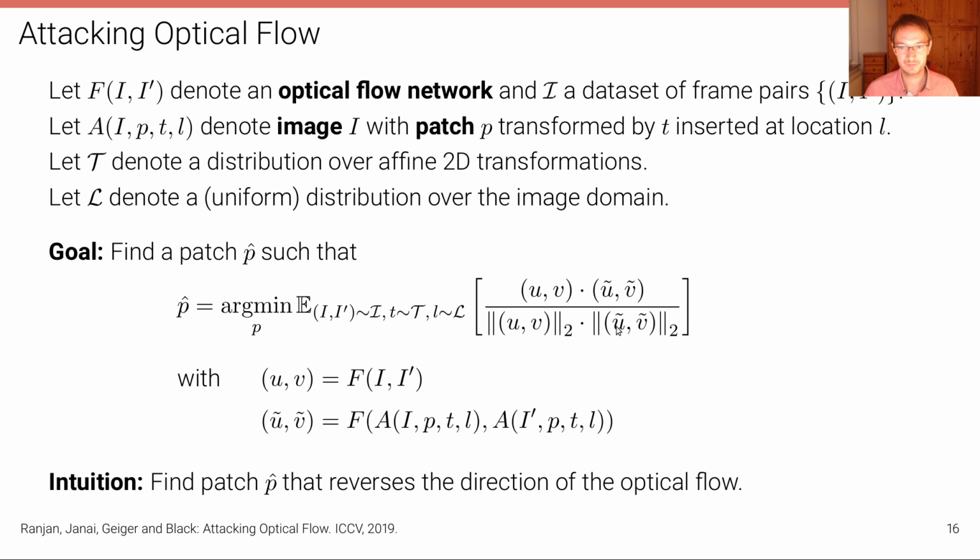And the intuition is, of course, that because we're minimizing the correlation, we want to find a patch P hat that reverses the direction of the optical flow, ideally, at every pixel in the image. And if we can do that, then we say, well, we are successful. We can't misclassify here, right? This is not classification, but we can try to reverse the optical flow. We can make it the opposite of what it would have been.